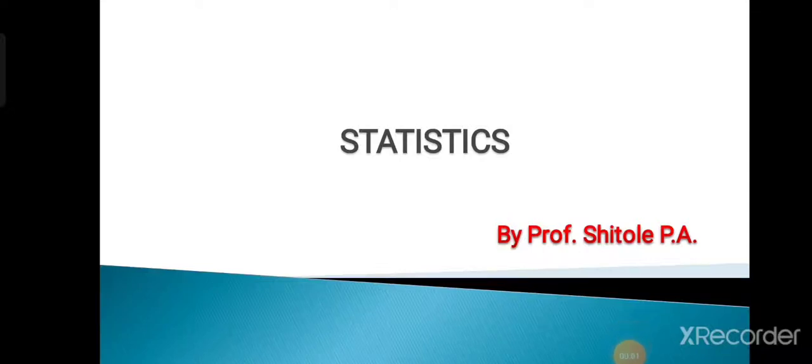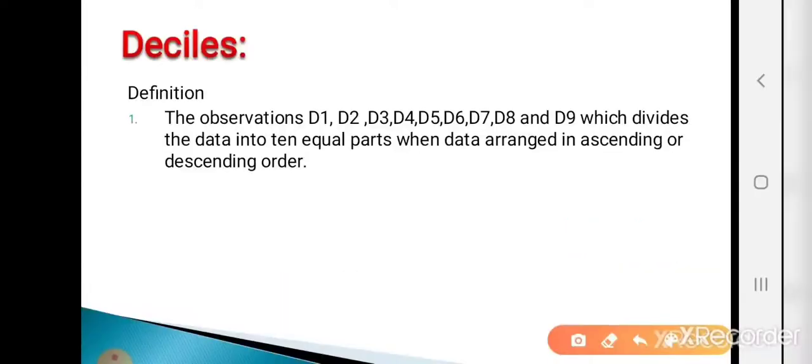Hello everyone. Today we are going to learn the next measure of central tendency, named deciles. First of all, we see the definition of deciles. D1, D2, D3, D4, D5, D6, D7, D8 and D9 divide the data into 10 equal parts when data is arranged in ascending or descending order.